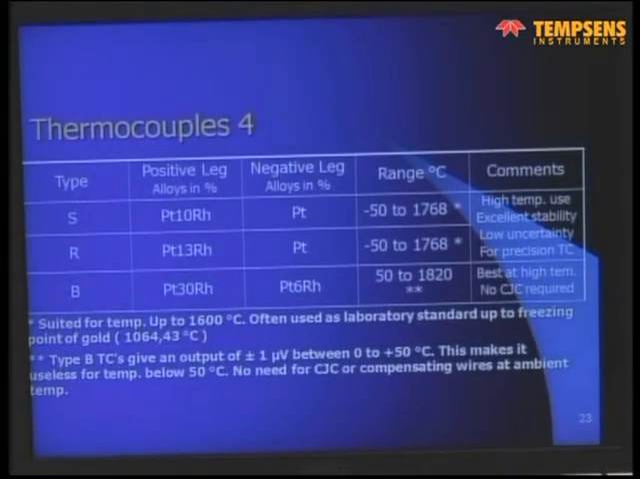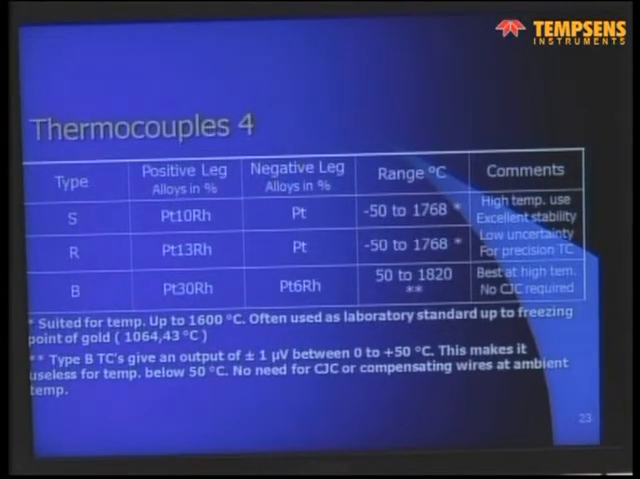Okay, so we come to the noble metal types. You can use them practically up to 1768 degrees, which is the melting point of platinum. It is recommended not to use them above 1600 degrees, but it's especially up to the user how to do it.